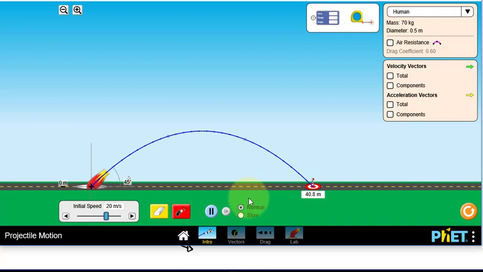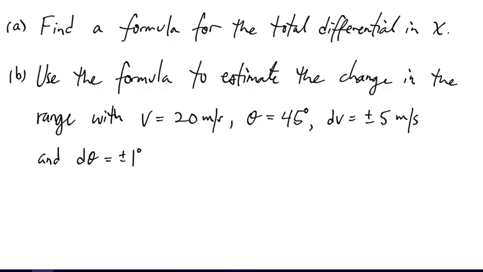Now, the next thing that I'm going to look at is how we could approximate changes. We could study that surface and approximate changes in both the velocity and the launch angle, and how that propagates to changes in the horizontal range. So basically that brings us to these two questions here.